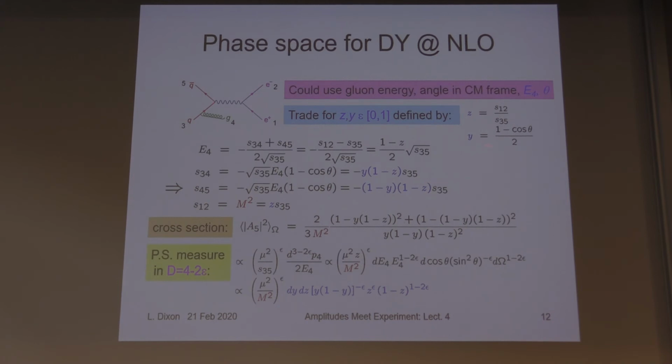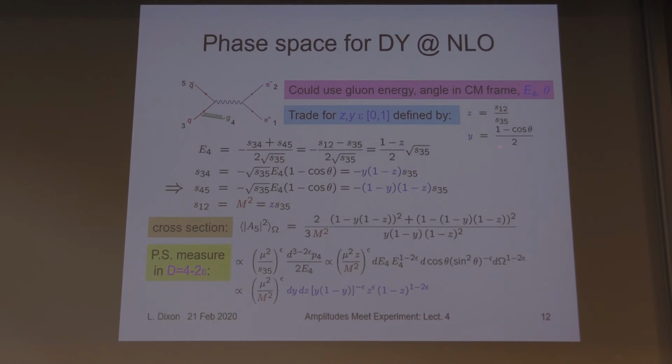But in this radiative process, Z is less than 1 because this invariant mass here is a little bit bigger than the lepton pair invariant mass. And in principle, it can go down near 0 if you have a very high energy collider. And then there's a second variable, y, which is a proxy for cosine theta, just adjusted to run between 0 when theta is 0 and 1 when theta is pi.